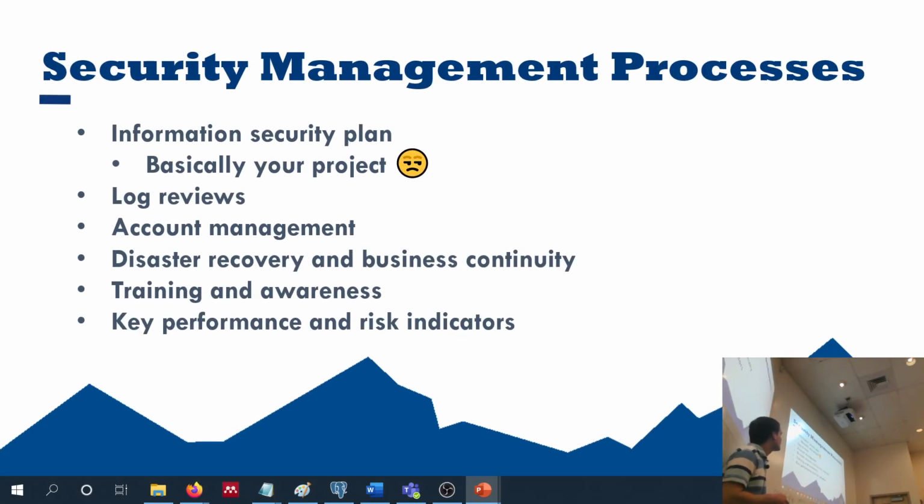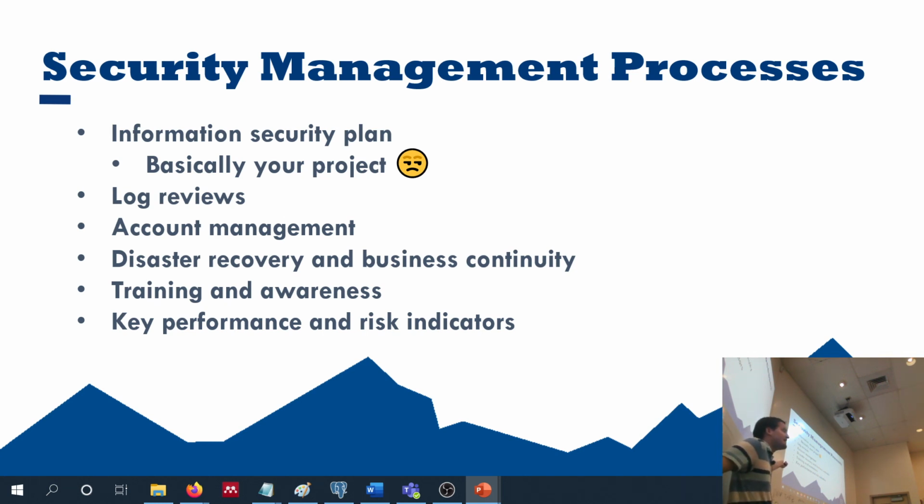All right, security management processes. This is where you're basically going to form the information security plan. And the information security plan is something I assigned in here, is it not? How's that going? Okay, hopefully pretty well.